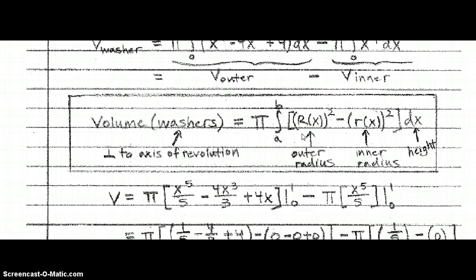But ultimately, it's the same formula as disks, that geometric formula of pi r squared times height. The only difference is you have to take that outer radius squared minus the inner radius squared. One of the common mistakes with washers is that students will simply do the outer radius minus the inner radius, and they'll do that whole thing squared. But you have to square each of your functions separately, because ultimately you are doing one volume minus another volume.